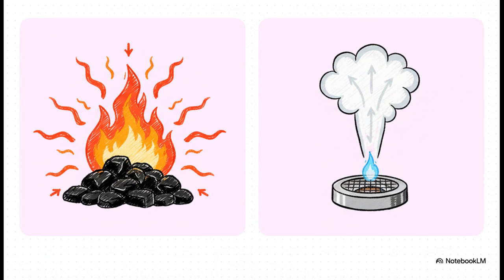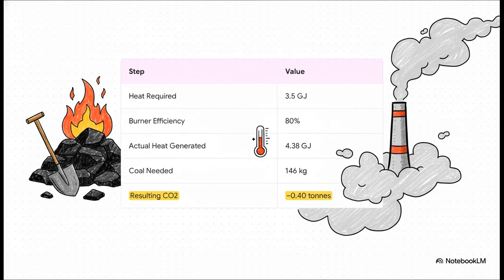radiate heat really well. Natural gas, on the other hand, burns with a clear flame and produces a lot of steam, and that steam basically just carries a bunch of your precious heat right up and out the stack, which makes it less efficient. So let's run the numbers for a coal kiln.